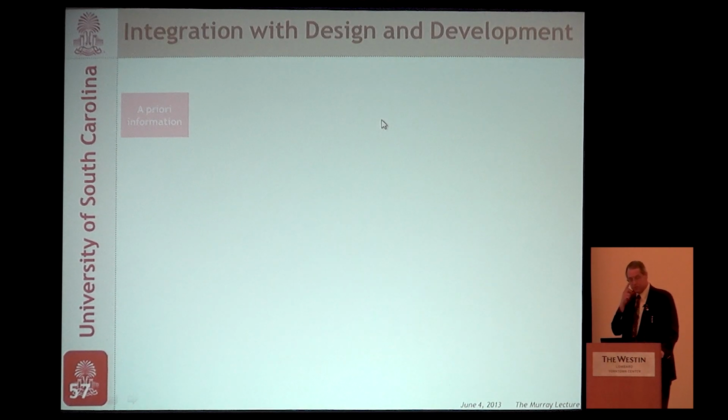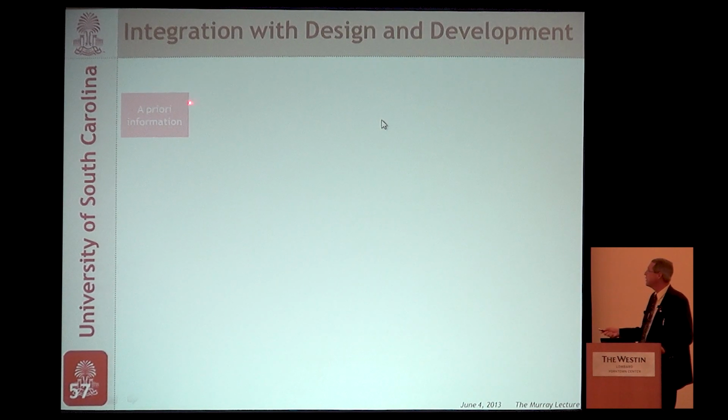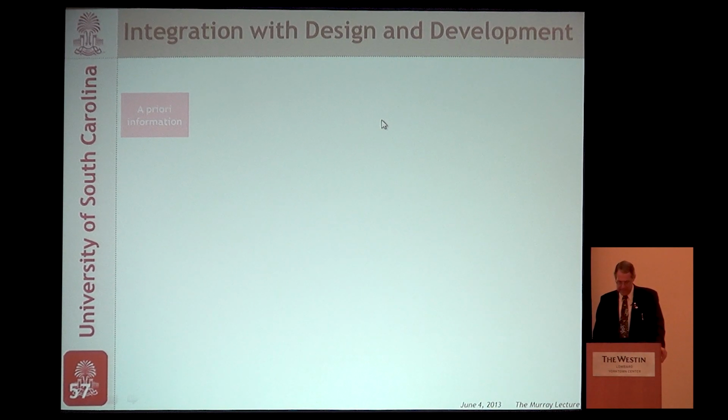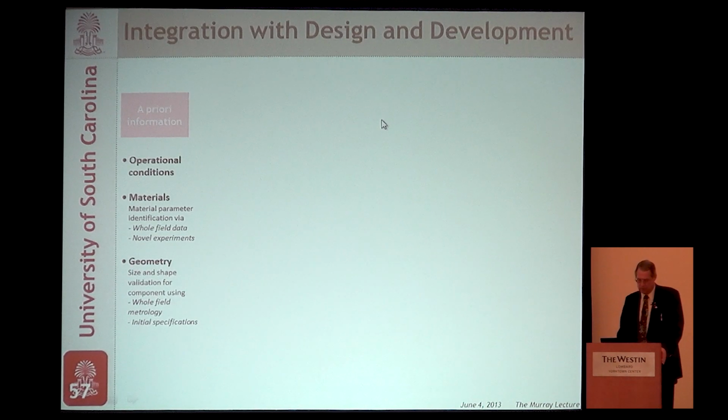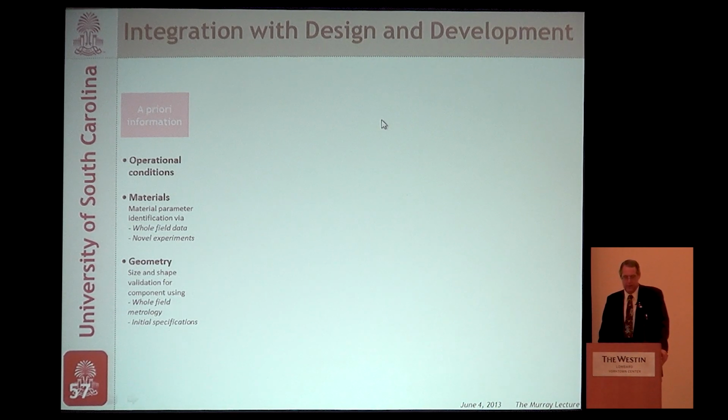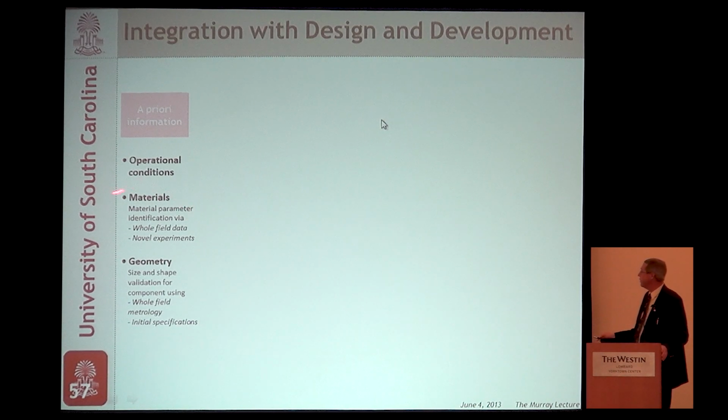Finally, I want to talk about integration with design and development. This is my favorite topic in this, because it's so different. And it's my perspective on this. Let's imagine we want to start with a priori information for a design process. Okay? What does that mean? That means we need operational conditions, we need material properties, and we need geometry. But down in here, we could use material parameter identification from whole field data and novel experiments to extract a wealth of new information for these materials. So we can integrate what we're doing now into the design process.